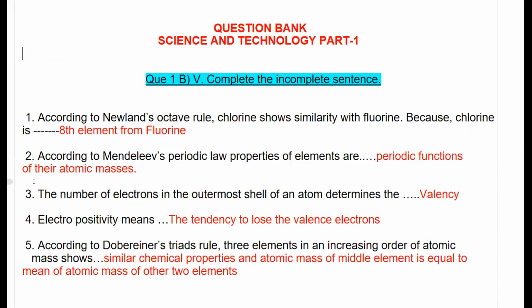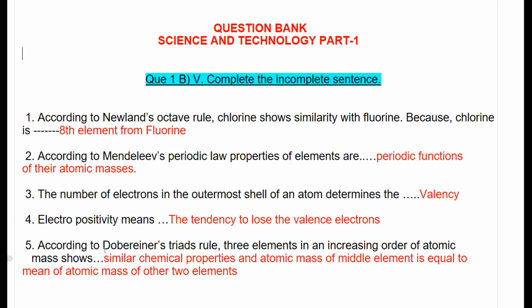We know that properties of elements are the periodic functions of atomic masses. Next is, the number of electrons in the outermost shell of an atom determines the valency of an element. Next is, electropositivity means, we know that when an atom loses an electron, it becomes positively charged. So electropositivity means tendency to lose valence electrons.